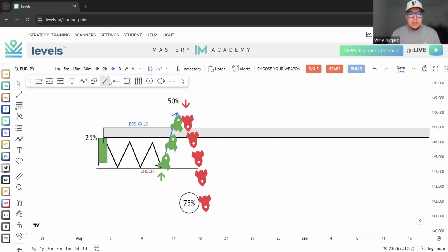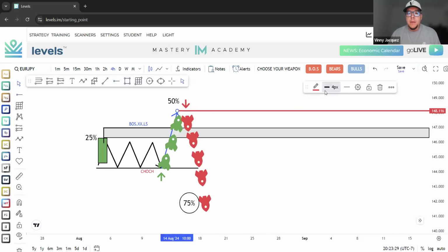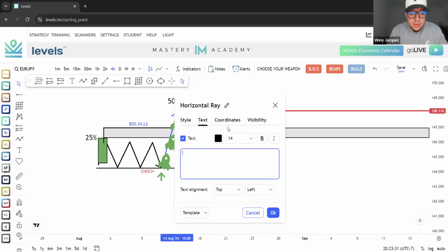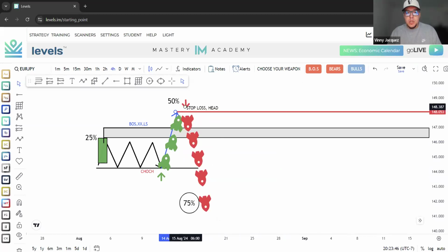Where's my stop loss? My stop loss is going to be the high, right? This is my stop loss, and it's also the head. And the thing about levels, guys, when you press BOS, it's actually helping you find your breaker structure, your starting points, your head. It's helping you find a lot of that stuff, which is pretty dope, right? So keep that in mind.